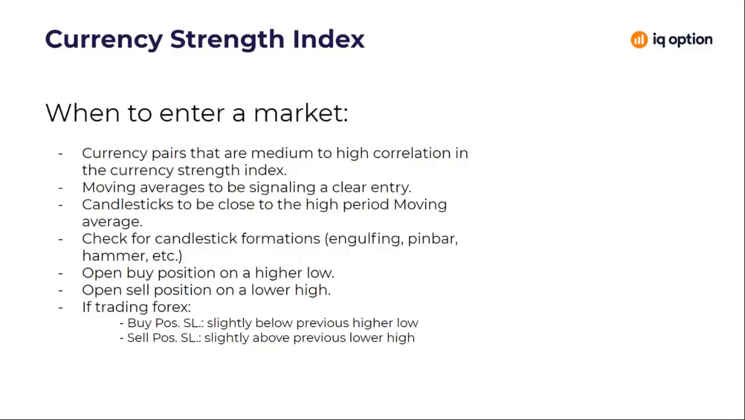Another bullet point: candlesticks to be close to the high period moving average. So if it's touching the moving average of, let's say, period of 50, 100, or 200, either it's broken down. If the candlesticks are above that moving average, it's an uptrend. If the candlesticks are below that moving average, it's a downtrend. So you're looking into how the candlesticks will create and form so that you can take decisions upon that.